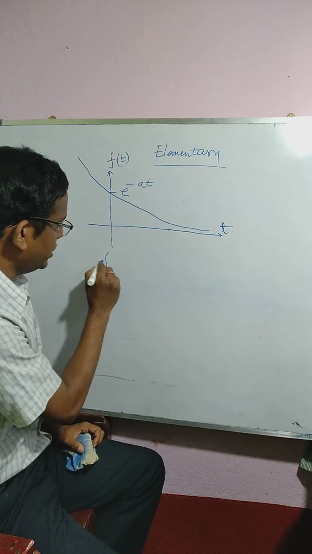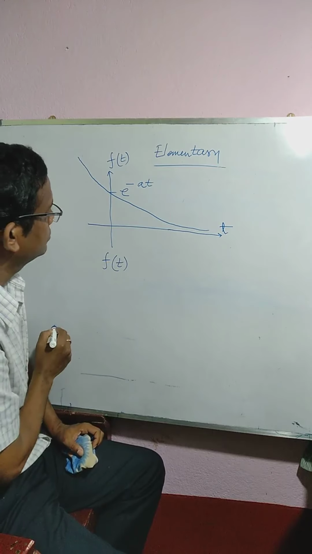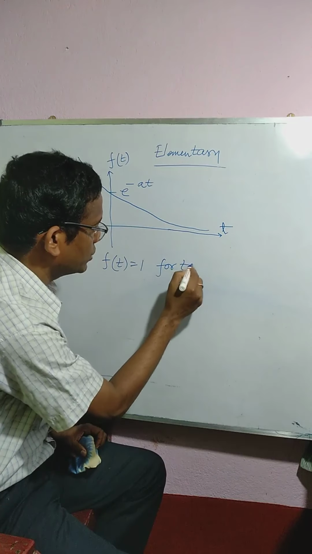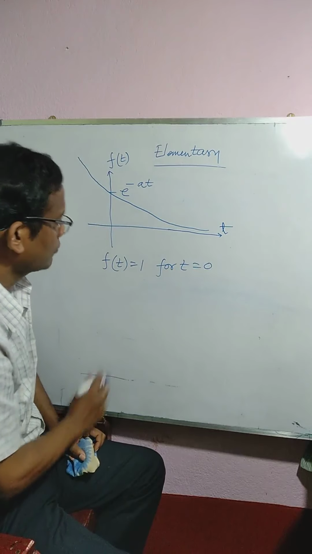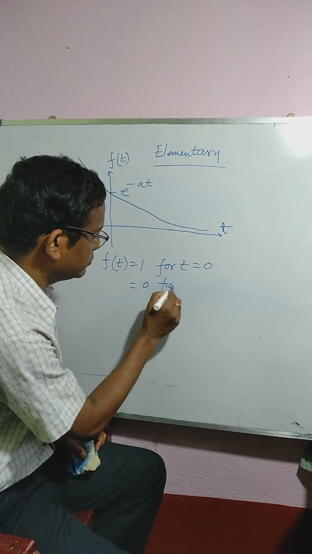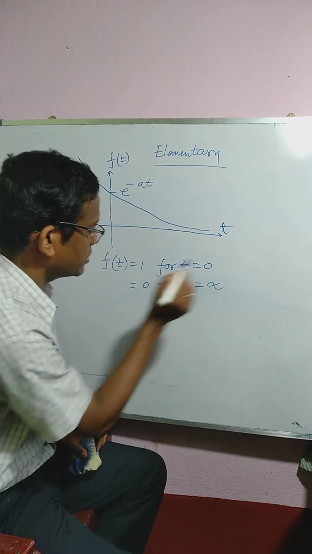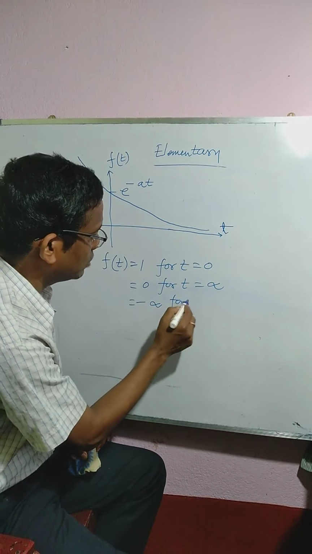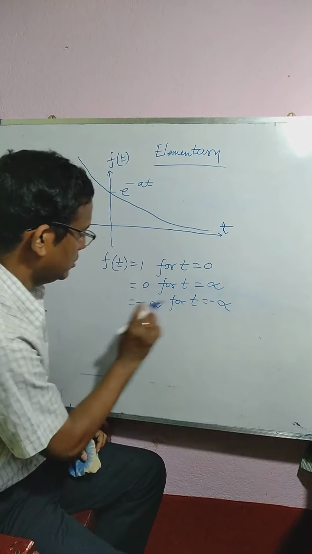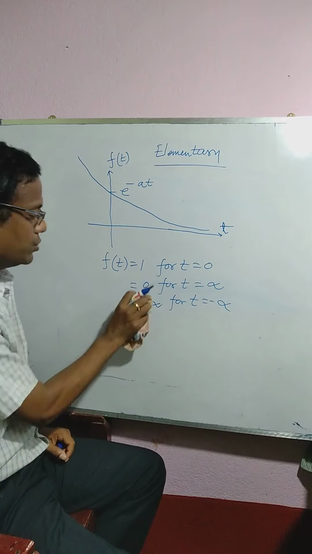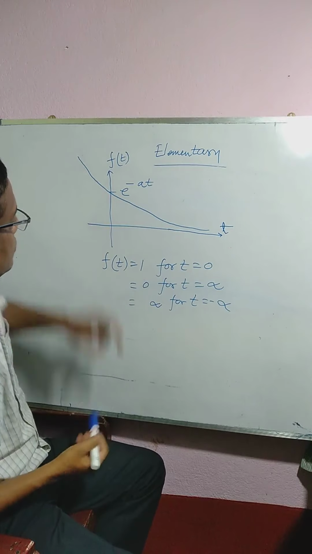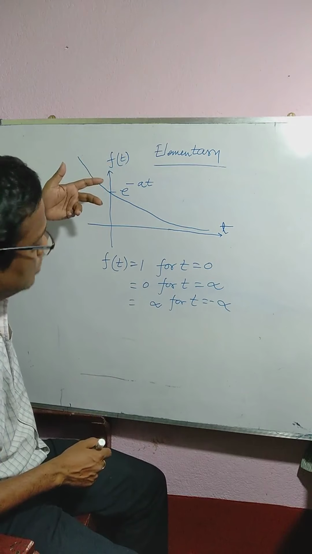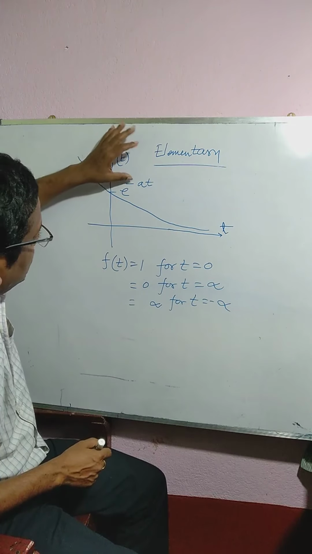Therefore, we see f(t) is equal to 1 for t equals 0, equals 0 for t is infinite, and for minus infinite the value of the signal is infinite. So what you see? This is an exponential signal. It is a real exponential, not complex. So e to the power minus at.